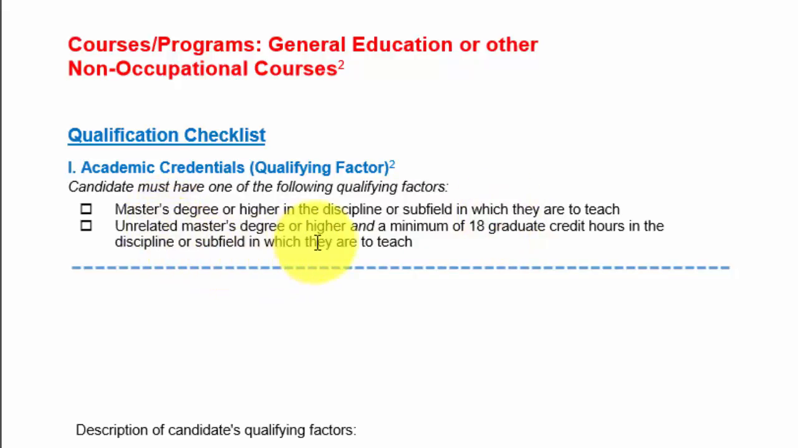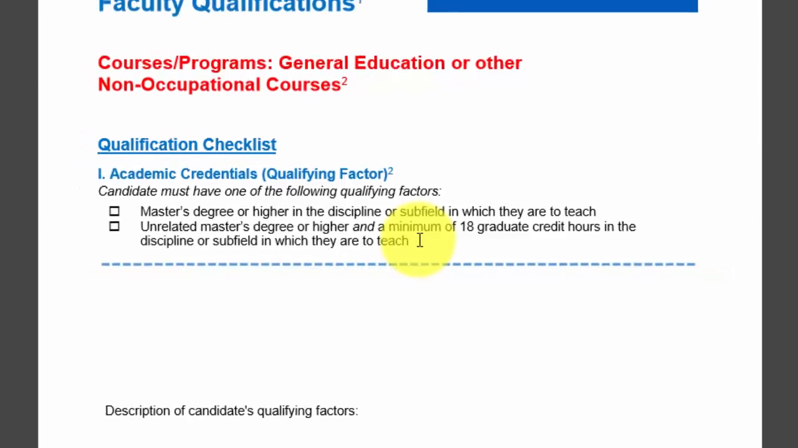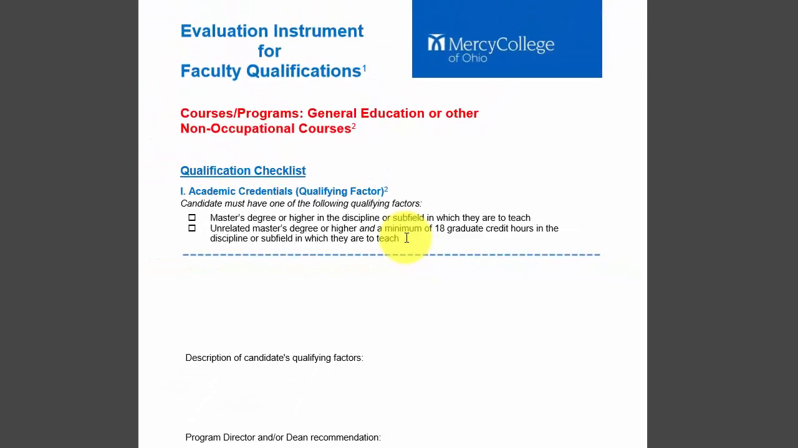And then you can still have the unrelated master's degree or higher and a minimum of 18 graduate credit hours in the discipline or subfield which they teach. So it does allow them to maybe pick up a graduate certificate in something and be able to teach an entirely unrelated discipline to their primary discipline. So it's kind of an interesting twist. But again, that's the number of credit hours. That 18 graduate credit hours is driven directly from the Higher Learning Commission.